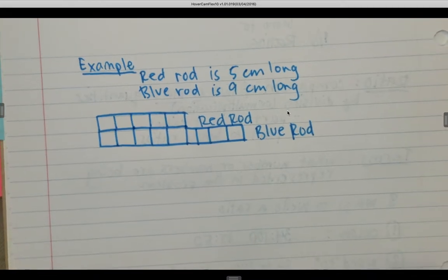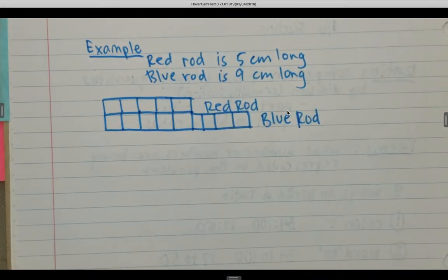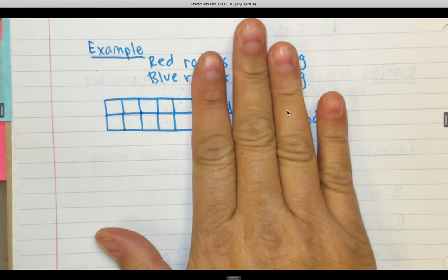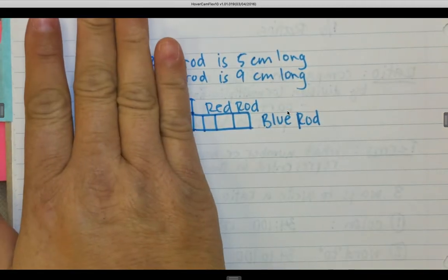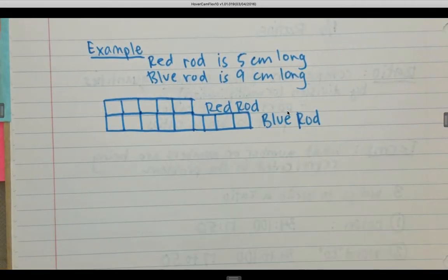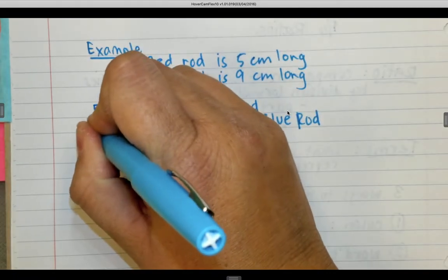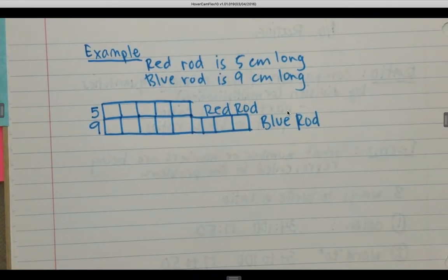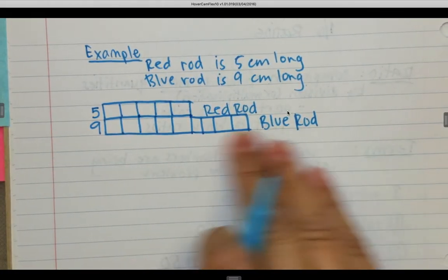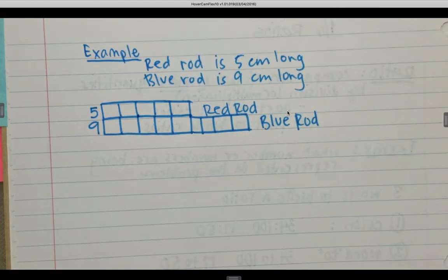And you remember, if we're attending to precision, we want to make them look as equal as we can. So we know that these 5 boxes have to match. And then there's 4 more on the blue because the blue is 9. And leave a little bit of room because we might draw another one in just a second.